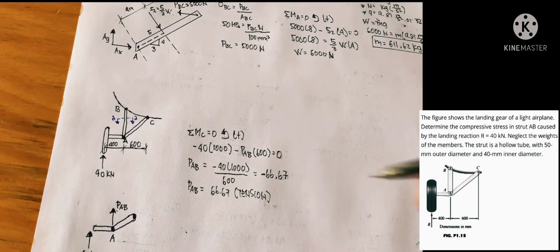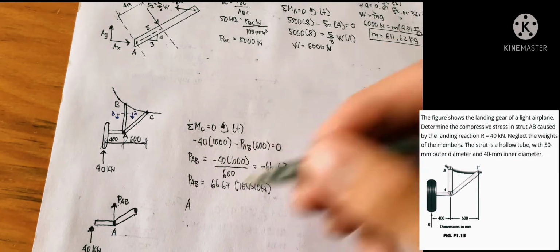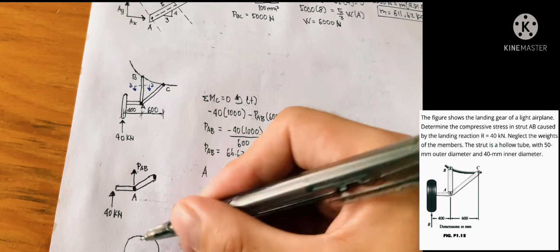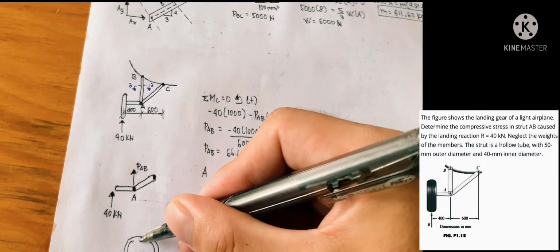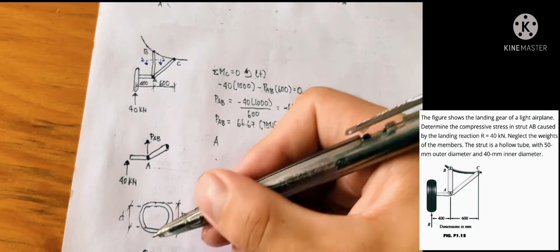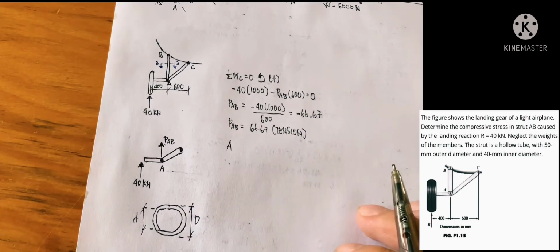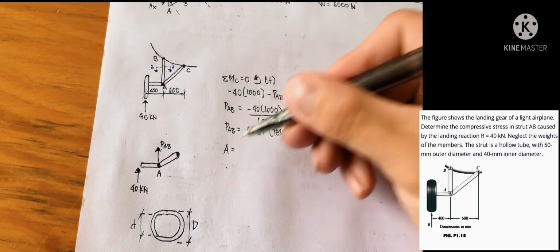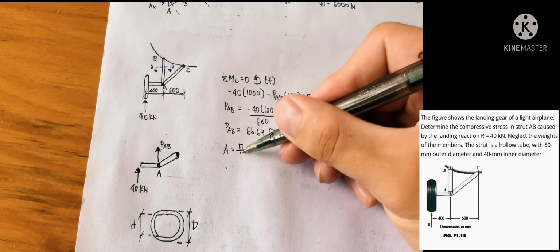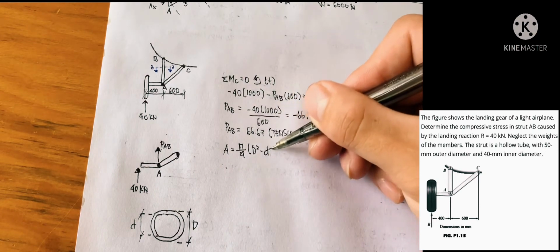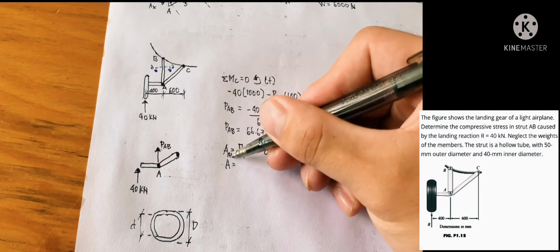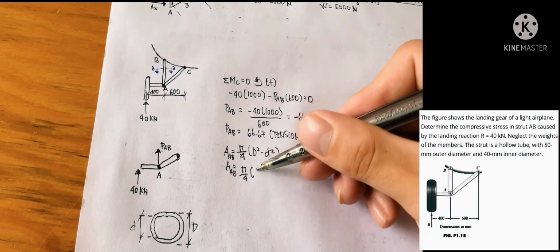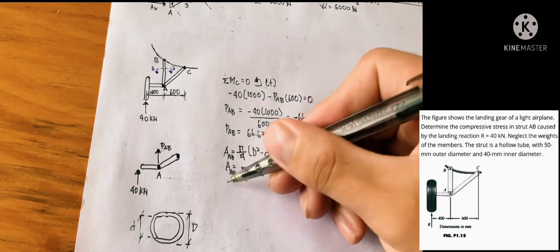So next that we need to do would be to determine the area of the hollow tube. Let me draw. Since this is a hollow tube, we would have a small diameter and a big diameter. It is also circular, so we have pi over 4 since our given is in diameter. Pi over 4 big diameter squared minus small diameter squared. This is area of hollow AB. Pi over 4, our given is 50 on the big and 40 on the small.